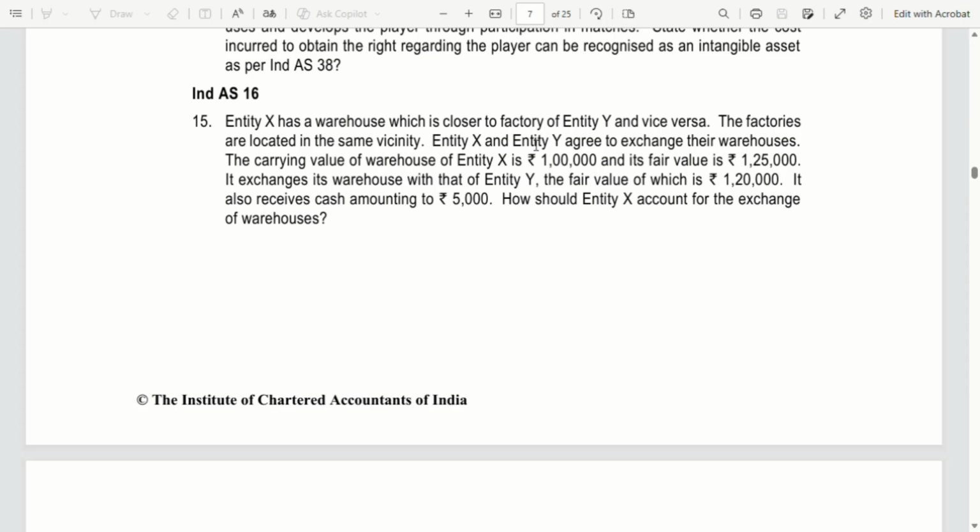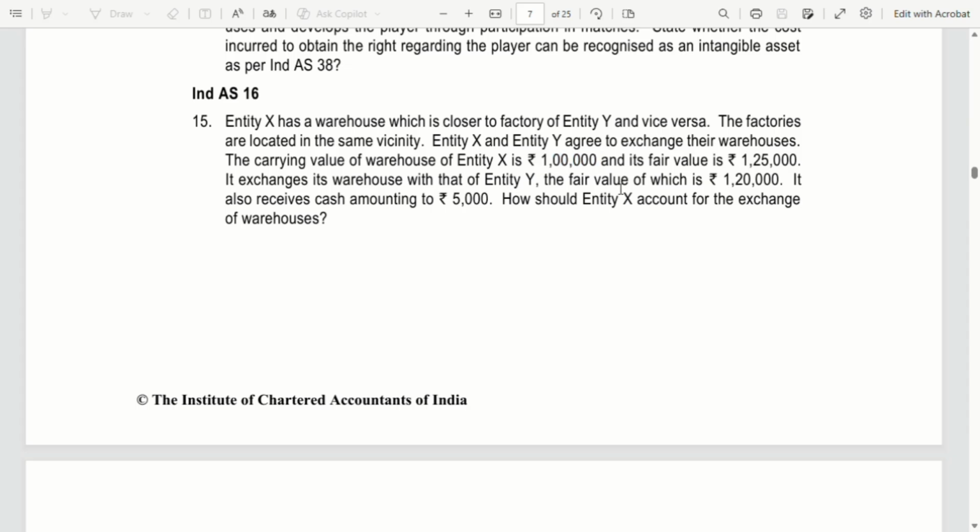Entity X and entity Y agree to exchange their warehouses. The carrying value of warehouse of entity X is rupees 1 lakh and its fair value is 1,25,000. So in case of non-commercial transaction, we record asset at the carrying value of the asset given up. So यहाँ पे we are giving our warehouse. So warehouse carrying value is 1 lakh. So we are going to record warehouse at 1 lakh which we are receiving from entity Y.